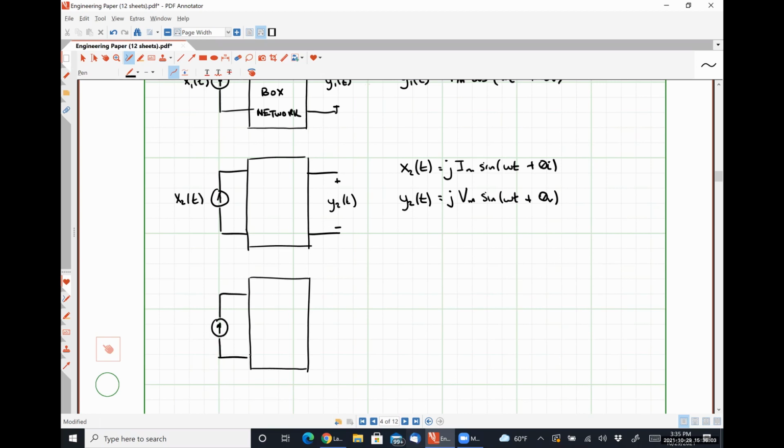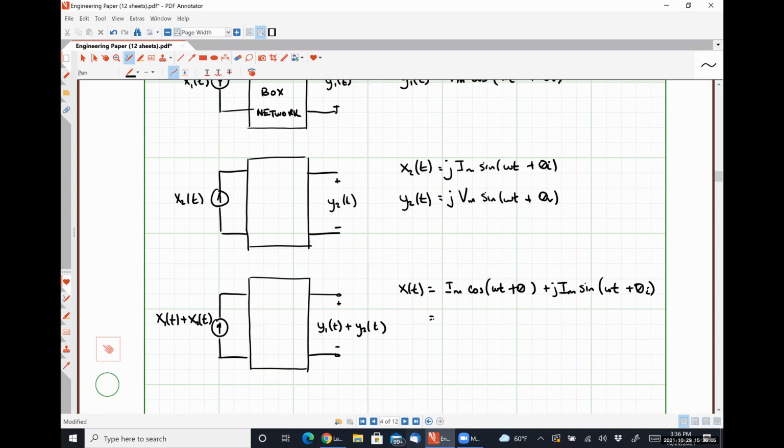Let's apply a signal x1 plus x2. According to the additivity property, I should get at my output y1 plus y2, where in this case our total input signal x is Im cosine(omega t plus theta I) plus j Im sine(omega t plus theta I). Oh, dang it, these should be currents. I apologize. I am here, theta I.